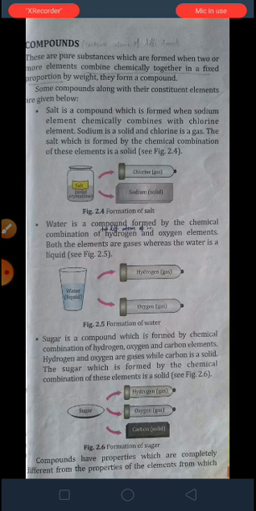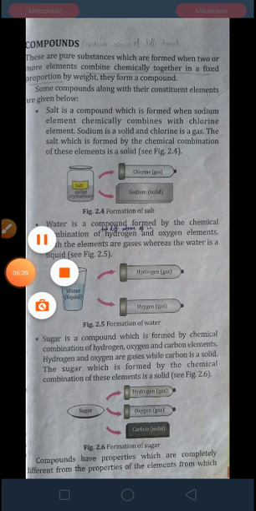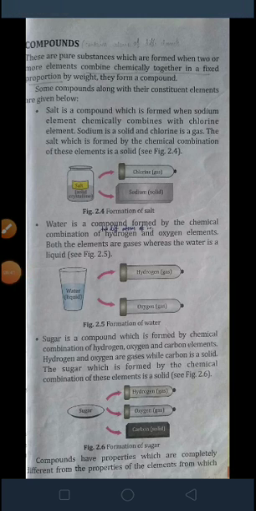Sugar. Sugar is a compound which is formed by the chemical combination of hydrogen, oxygen and carbon elements. Out of these elements, hydrogen and oxygen are gases, while carbon is a solid. And the compound which is formed from hydrogen, oxygen and carbon by chemical combination is in solid form, that is sugar.